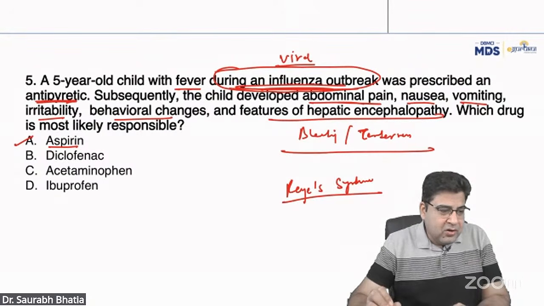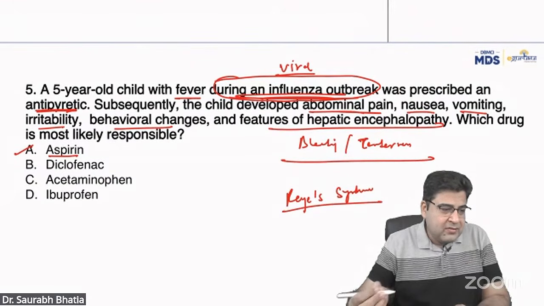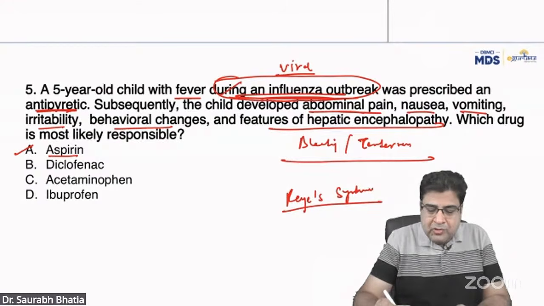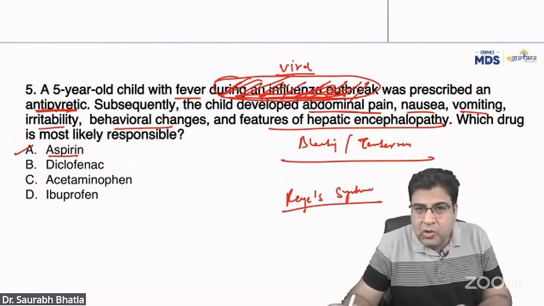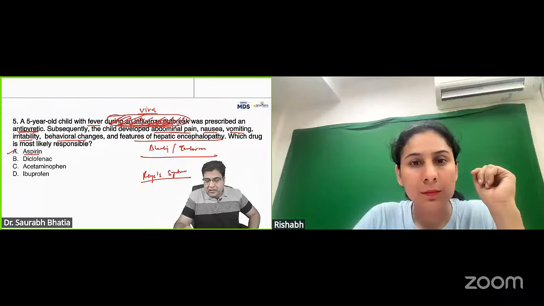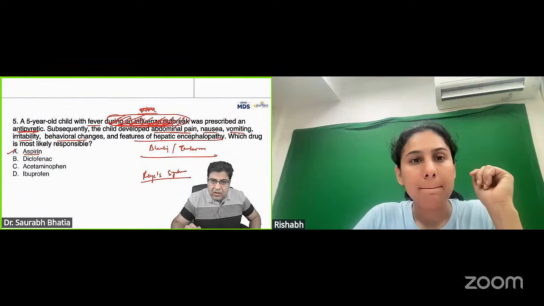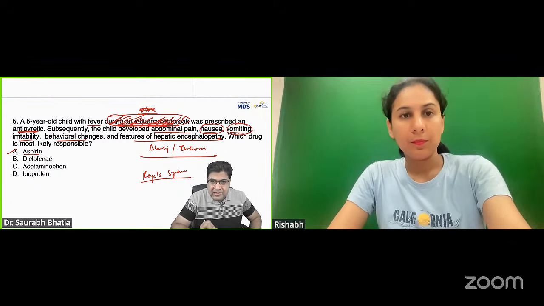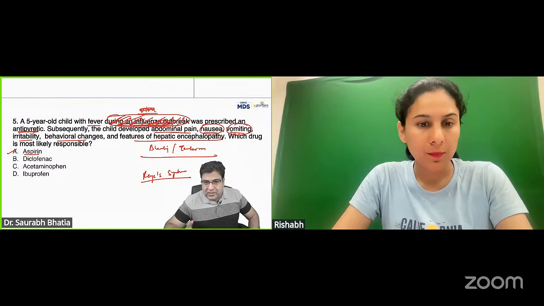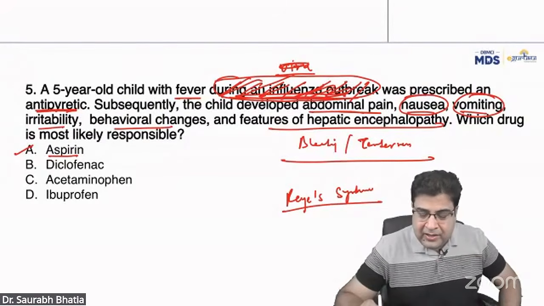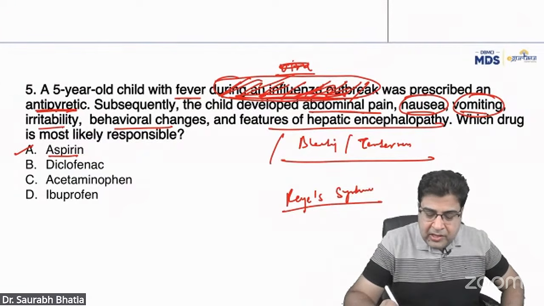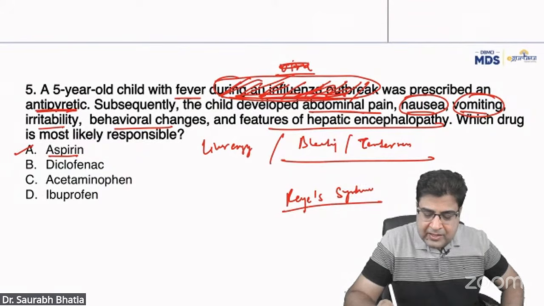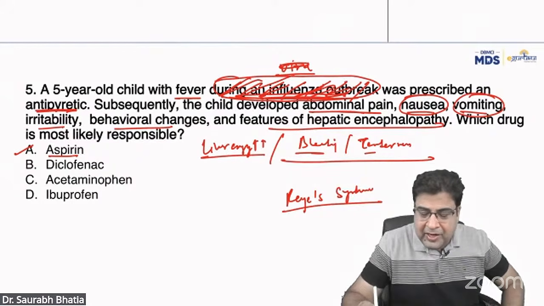Okay, so it was not mentioned. This is what the confusion is. According to some students, this was not written. Now you have to tell me, if this influenza outbreak is not written, whether nausea, vomiting, irritability was written or not. Because according to some students, it was only written that the patient's liver enzymes are raised, and the patient will have bleeding and tenderness.